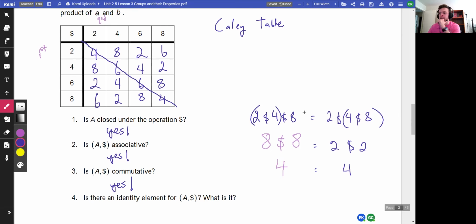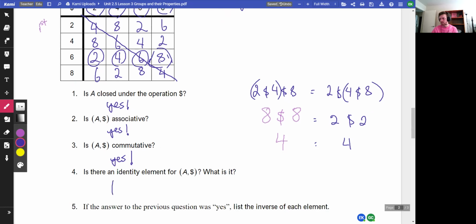Is there an identity element? This is sometimes hard to find. Yep, I think so. Oh, I see it. Are there any rows or columns that are the same as the given row or column? Isn't it 6? I think 6, right? 6 star anything is going to return the element that was paired with 6. 6 is our identity, which means we can answer the fifth question.